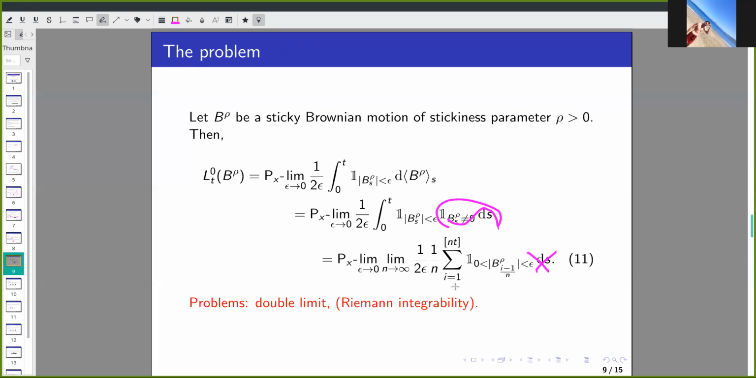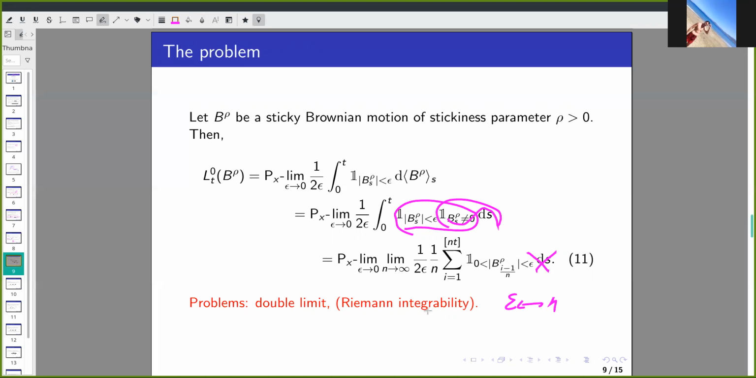So in order to approximate the local time with this kind of thing, we need to answer two questions. The first: is this thing Riemann integrable, so we can write it like a sum right here? And the second: under which conditions, for what relation between epsilon and n, does this double limit converge, and converge to the thing that we wanted?